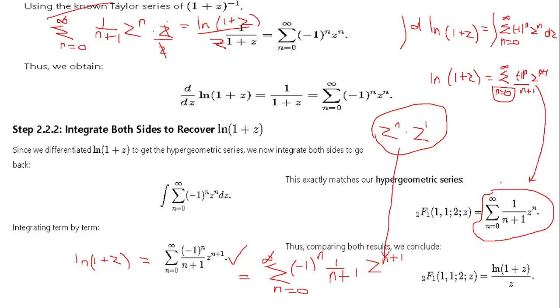Then realize that this whole thing here is equal to ln of 1 plus z divided by z. So that is why we say this thing has changed. Have you seen it? Yes, sir. So we are saying that this hypergeometric function is equal to ln of 1 plus z all over z. So you can prove it, right?